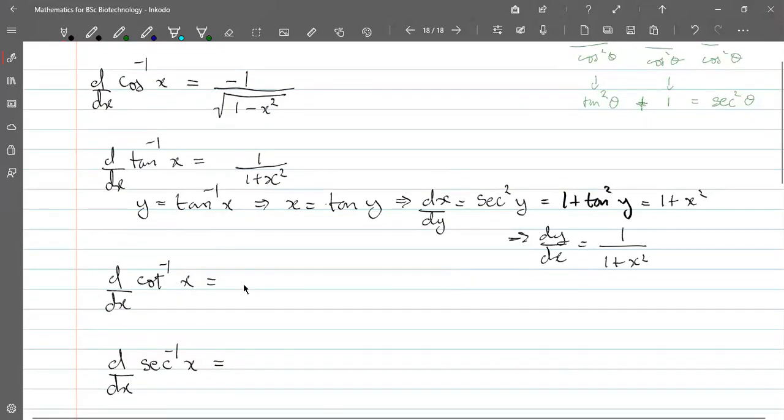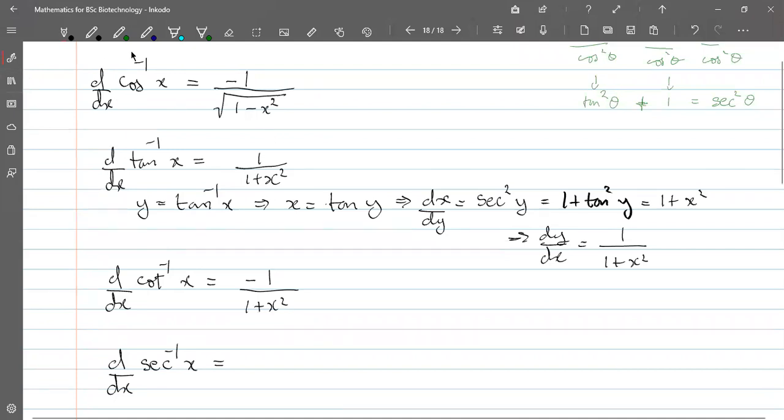Now this one you should do in a similar way as homework. I'll write the answer now, but please do try it later as further practice for the same kind of derivation. So here you will get minus of 1 by 1 plus x square. Okay, you can see the similarity.